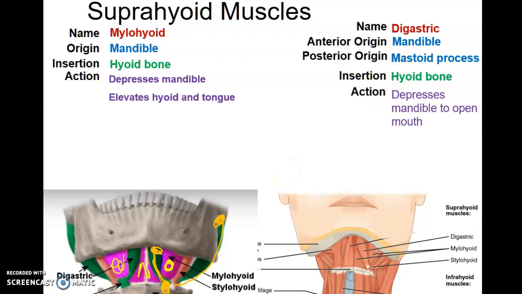Now I should probably point out the stylohyoid right there. Hi, stylohyoid. I like the stylohyoid because it's attached to the styloid process. I think the name gave it away. Its insertion is the hyoid bone. It actually pulls on the hyoid bone to move your tongue, but I will let a speech pathologist talk about that one and not my inexpert talking about tongue movements.